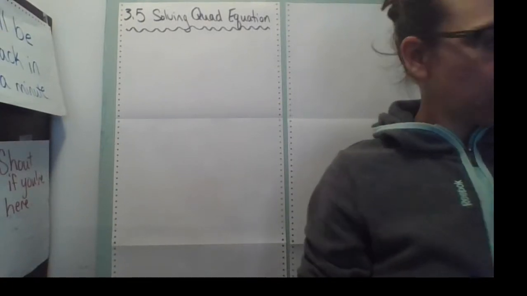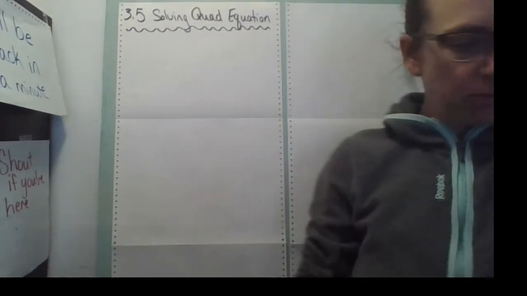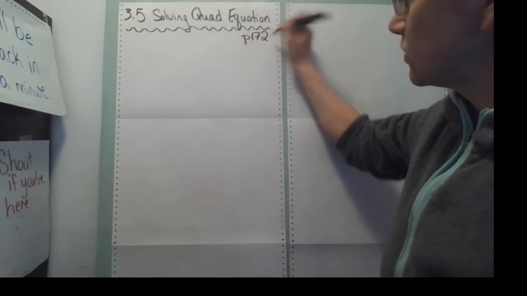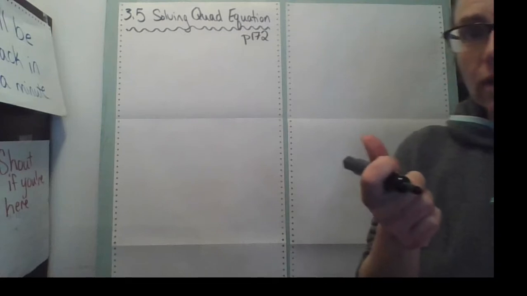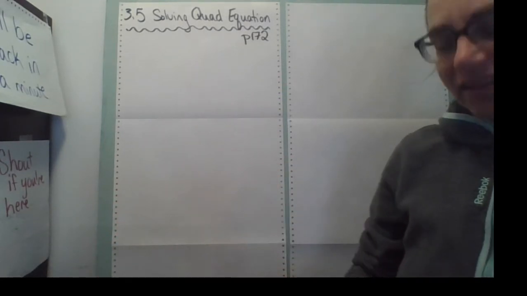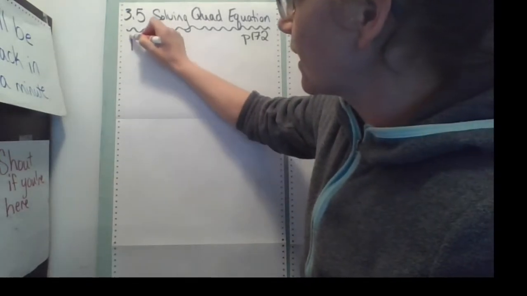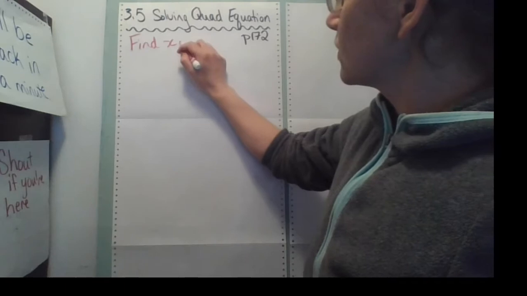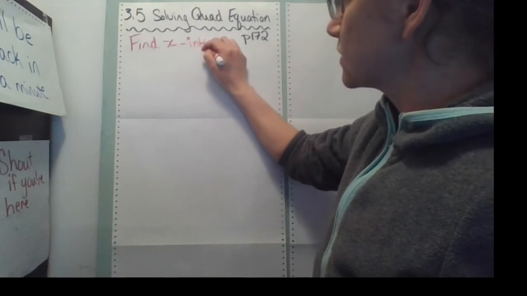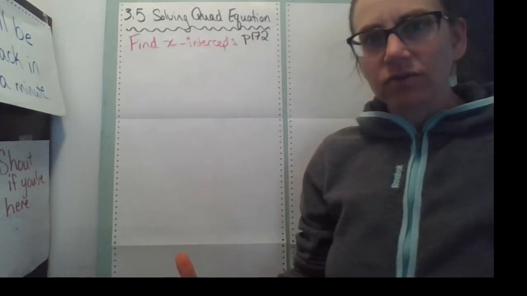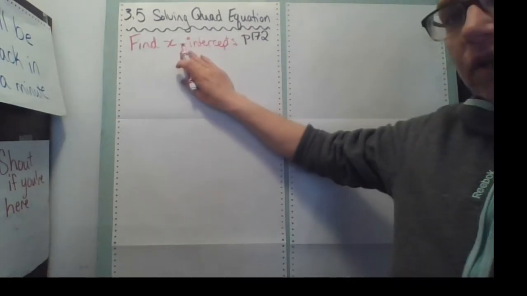Okay, in this video we're going to look through section 3.5 in your textbook, on page 172. We're going to talk about solving quadratic equations, solving quadratic functions. Basically, what that means is that we have to find x. When we graph these, we're looking for our x-intercepts. Sometimes we have to interpret, but the main goal is to find our x-intercepts.